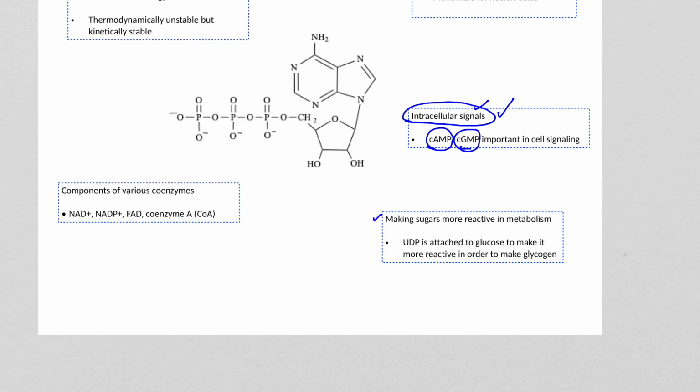Another function, nucleotides such as UDP are attached to glucose to make glucose more reactive. This is very important in glycogen synthesis. And glycogen synthesis is very important because glycogen is how we humans store glucose. And as we mentioned in an earlier video, glucose is the most important fuel for humans.